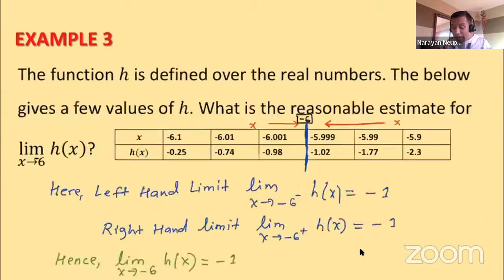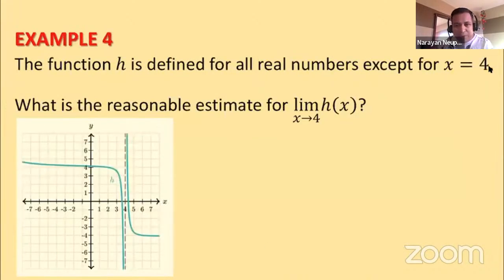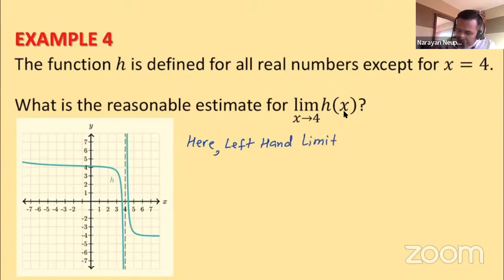Let's see what happened in the fourth question. The function is not defined at 4, but we are going to estimate the value of the limit as x approaches 4 of h of x. So let's look at the left-hand limit and also the right-hand limit here. So let's begin with left-hand limit. Here, left-hand limit, we can write like this: limit as x approaches 4 with little minus sign on the top, which shows that the values are approaching from the left, of h of x.